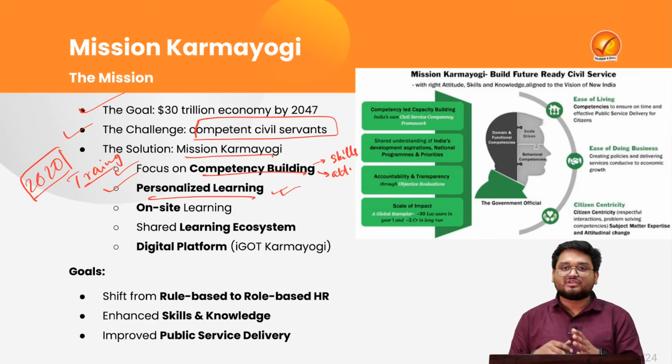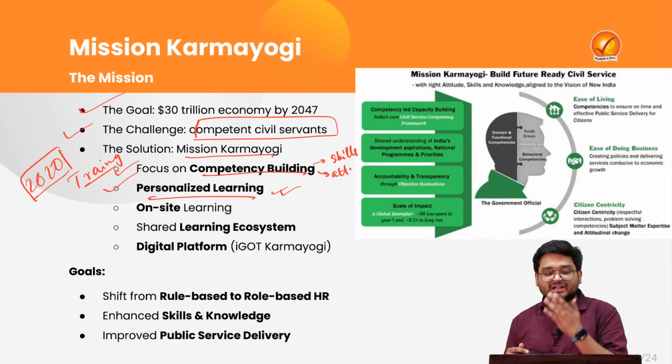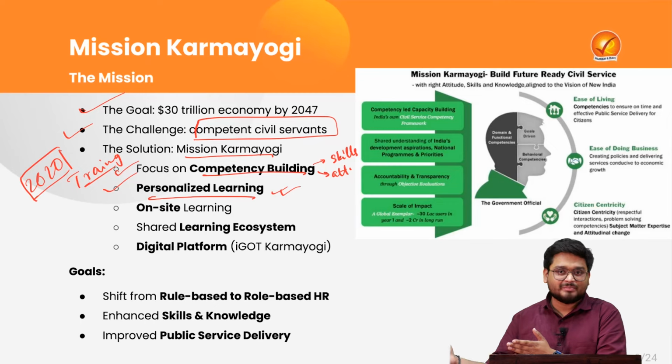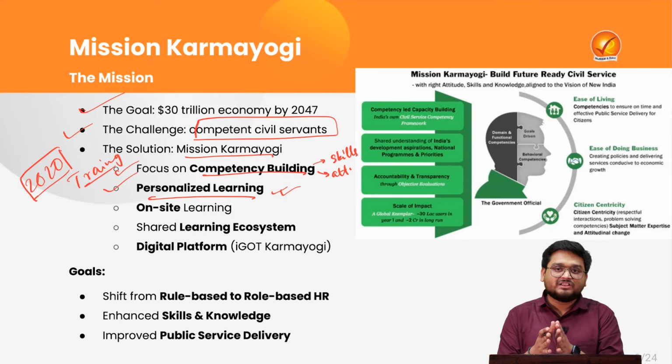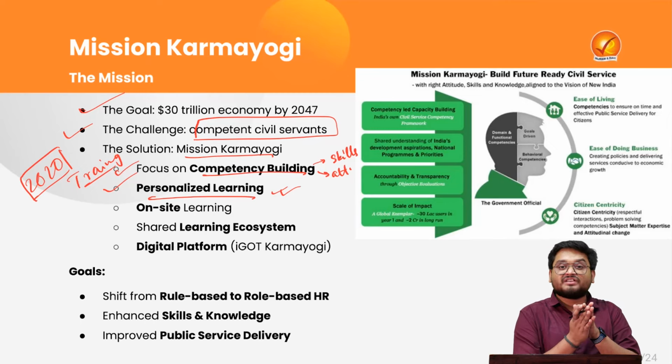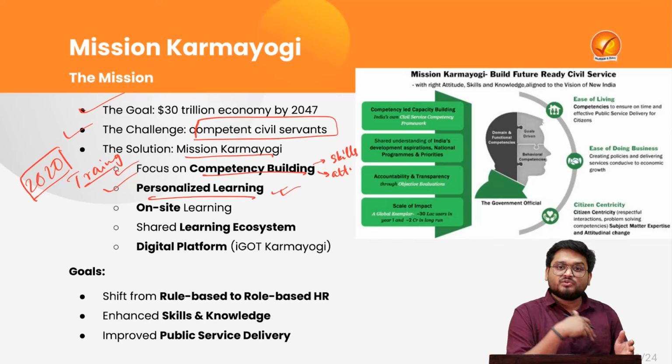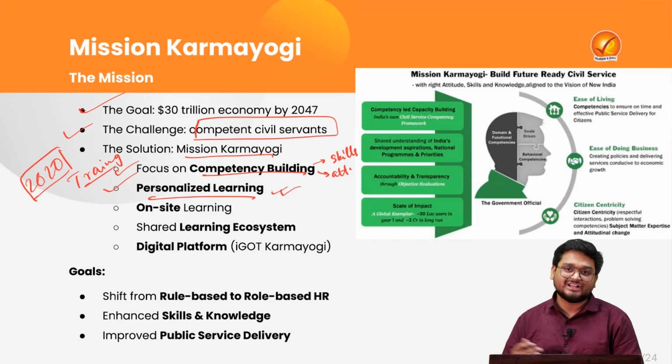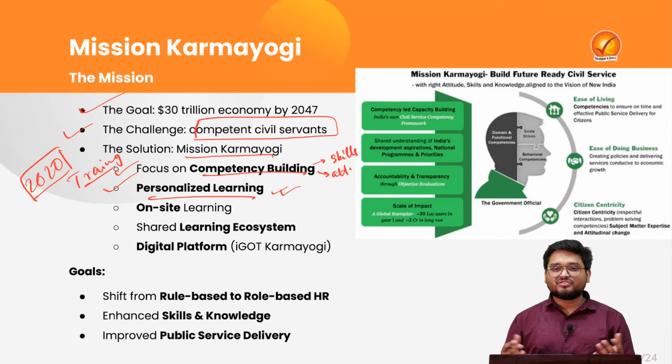This can be the use of RTI applications. It can be based on the delivery of various objectives of government schemes. It can also be training government servants on information technology or IT, use of computers, AI, machine learning, and so on. It is almost like on-the-job training for government servants.